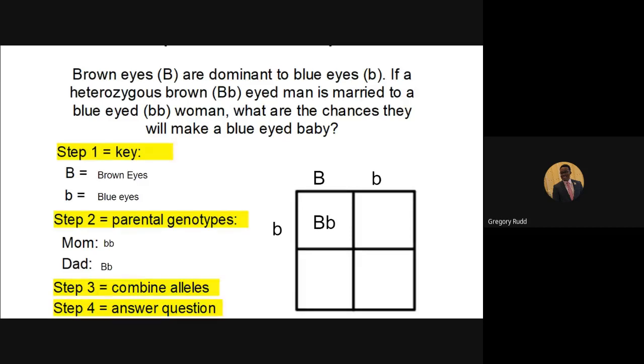Oh, God, this is horrible. And then we combine our alleles.